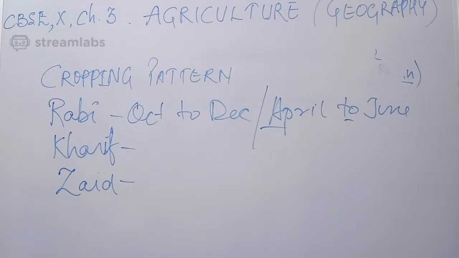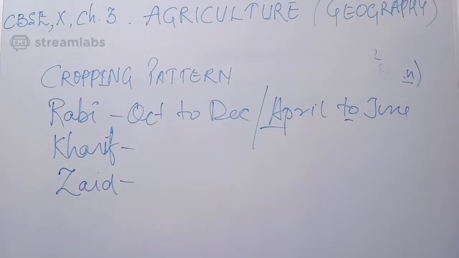Now let's talk about some important points which are related to this crop season. First point is some of the important Rabi crops are wheat, barley. नाम याद रखना, wheat, barley, peas, gram and mustard. These are the important crops.